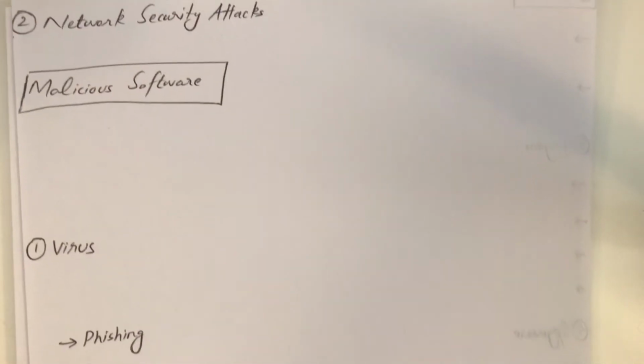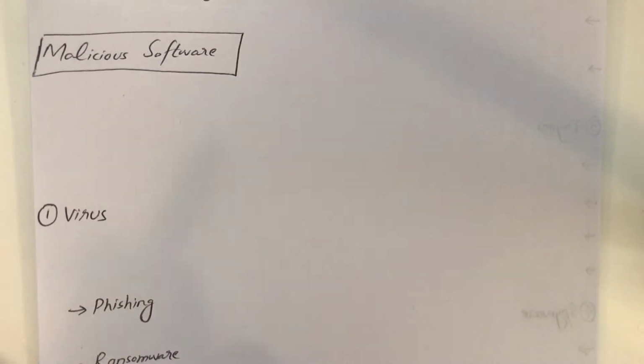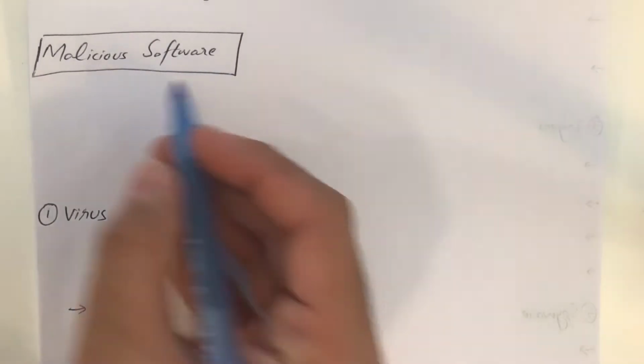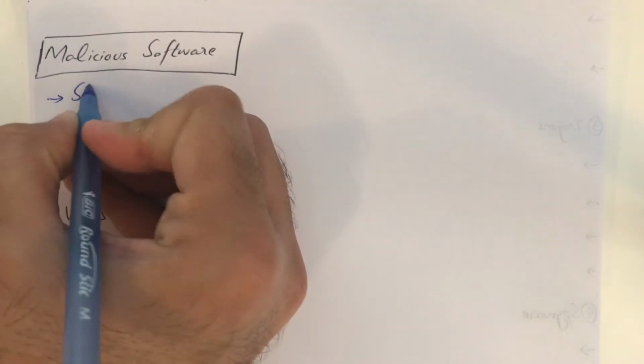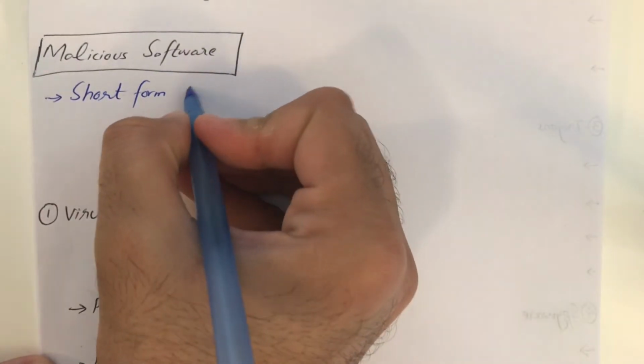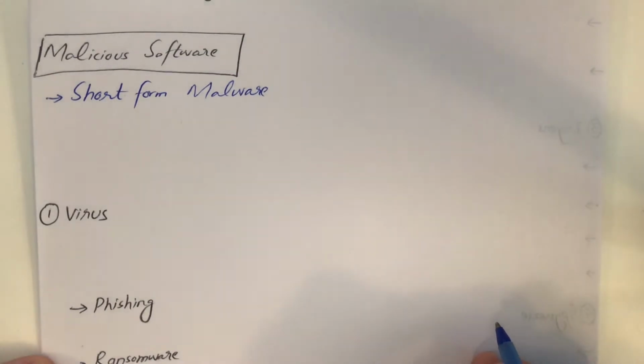So first of all, the word malware is the short form for malicious software, where mal is taken from malicious and ware is taken from software. So the short form of malicious software is malware.